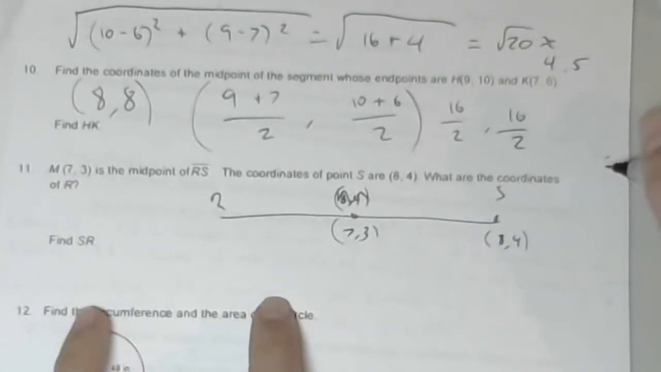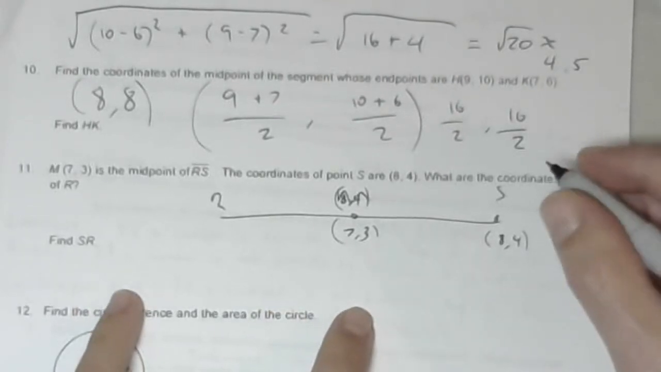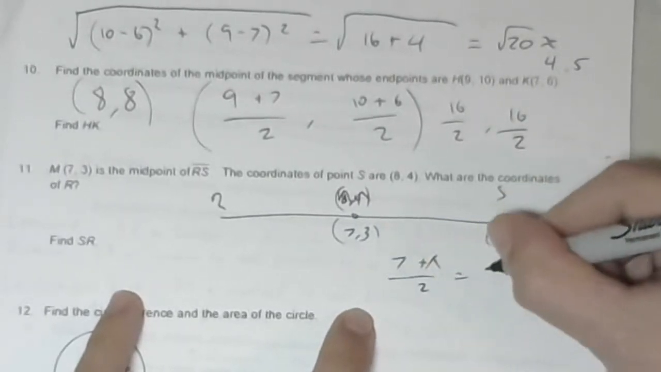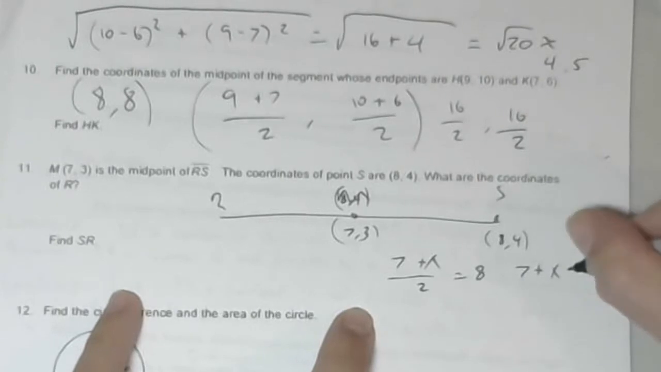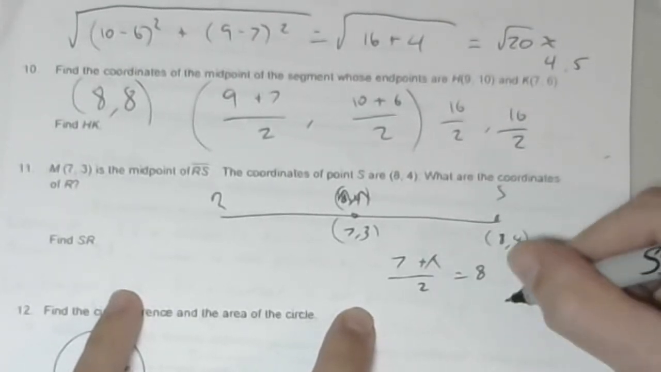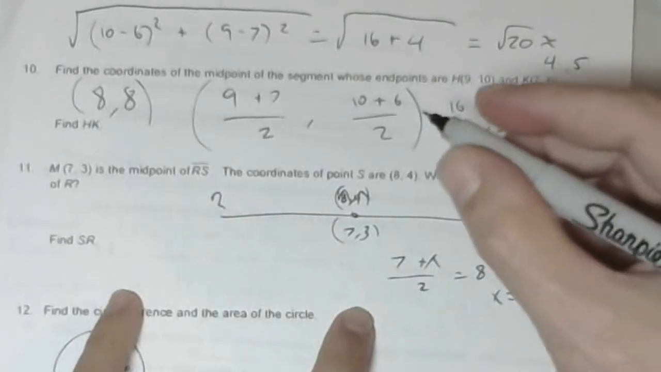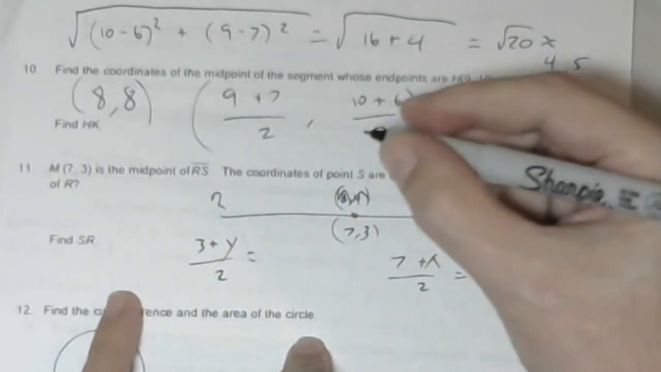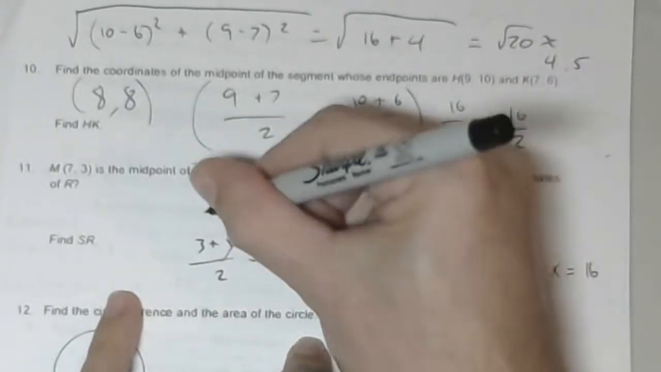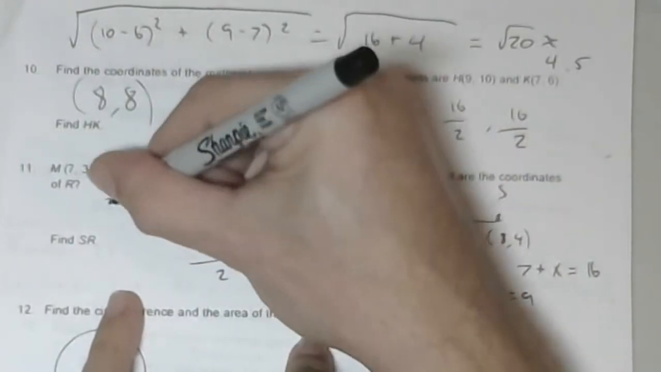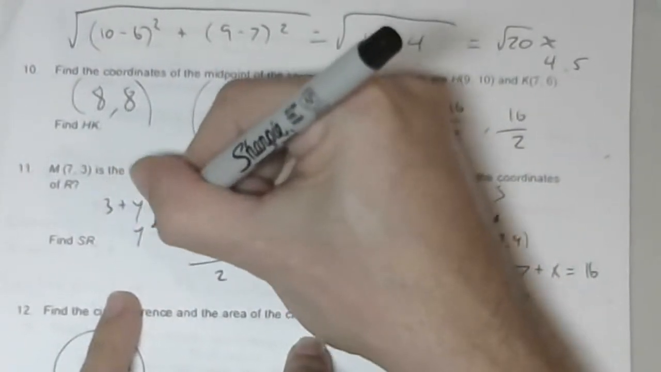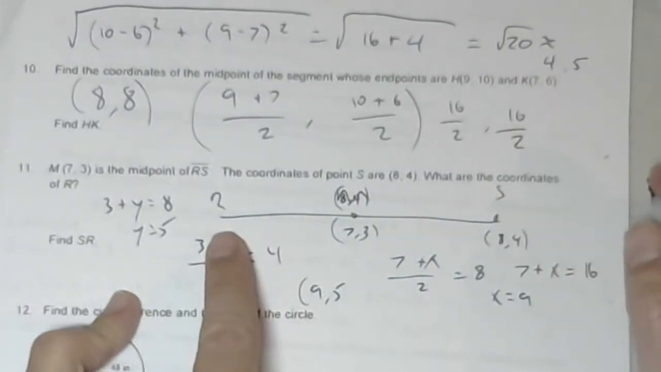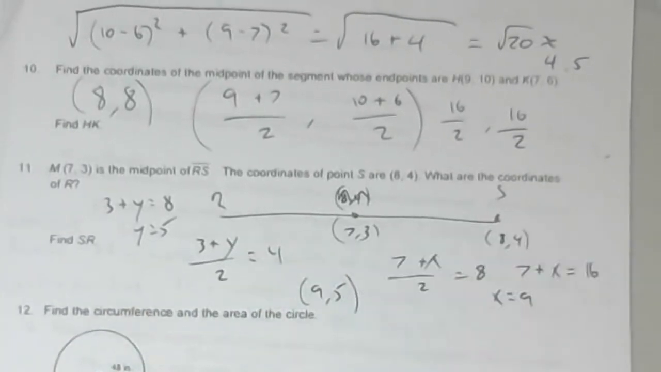Alright, so what I'm going to do is I'm going to say 7 plus x over 2 equals 8. 7 plus x equals 16. 16 minus 7, x equals 9. And then 3 plus y over 2 equals 4. The average of 4 and the y coordinate here will be 3. So 3 plus y equals 8, y equals 5. So xy, this will be 9, 5. Okay. So the midpoint will be 9, 5.